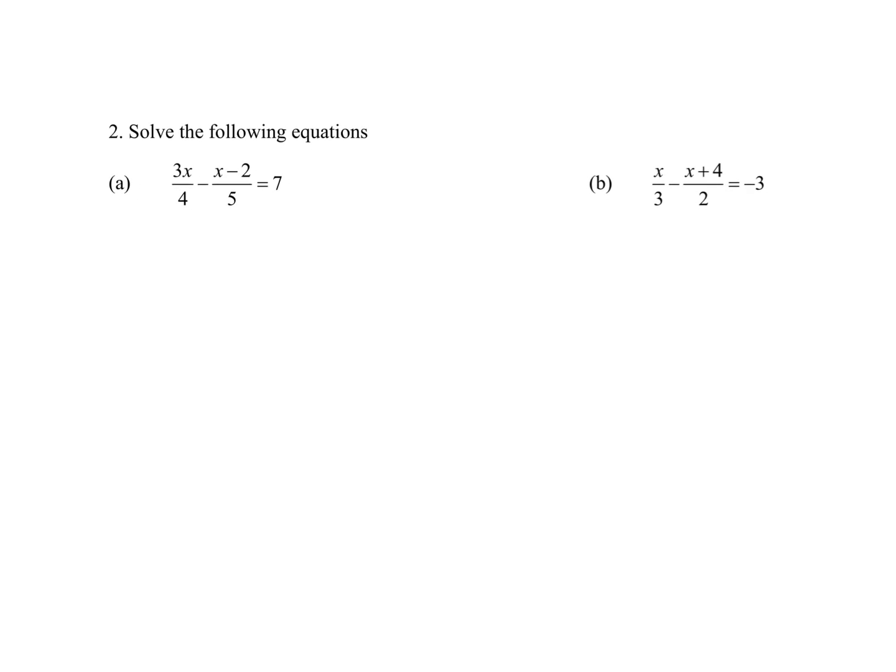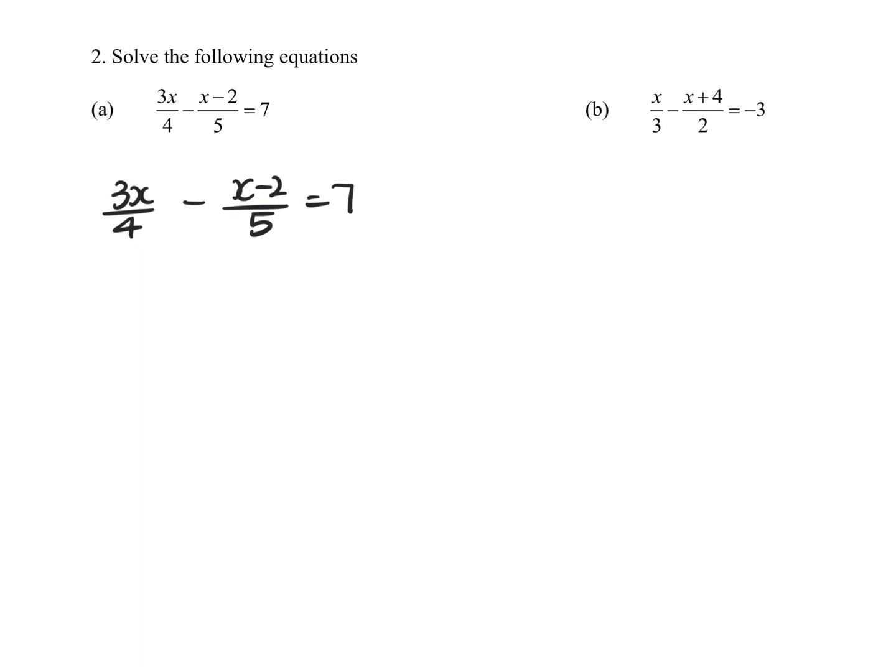This is 3x over 4 minus x minus 2 over 5 equals to 7. So let me write it down. 3x over 4 minus x minus 2 over 5 equals to the number 7. So when we have this one, first thing we try to make the denominator the same. So what do I need to multiply to this side? I want to get 4 and 5, the LCM will be 20. So in this case, I take this one to be times 5.